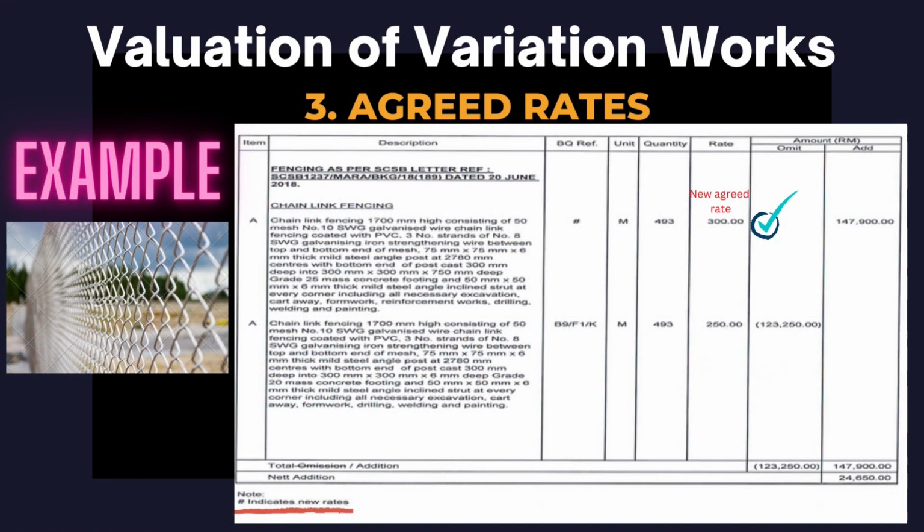Here is an example showing the application of agreed rates as a method in valuing the variation work. As depicted in the bills of quantities, the agreed price of chain link fencing is 300 ringgit. This agreed price is not found in any other places in the bills of quantities, since this price is being agreed by the SO together with the contractor for the purpose of the variation works.